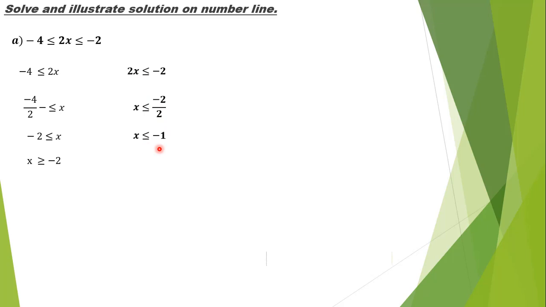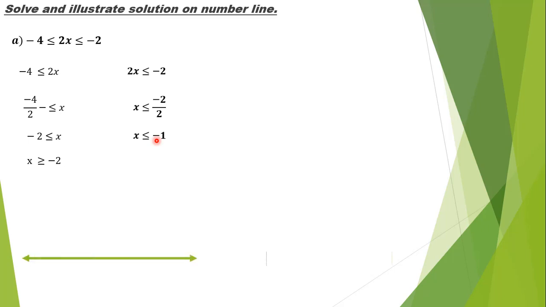Now students, if you take both these inequalities simultaneously, what are you going to get? X is greater than or equal to minus 2 and x is less than or equal to minus 1. So we can have the values of x in between minus 2 and minus 1, meaning minus 1.95, minus 1.6, minus 1.5, minus 1.1, minus 1.01 and so on.